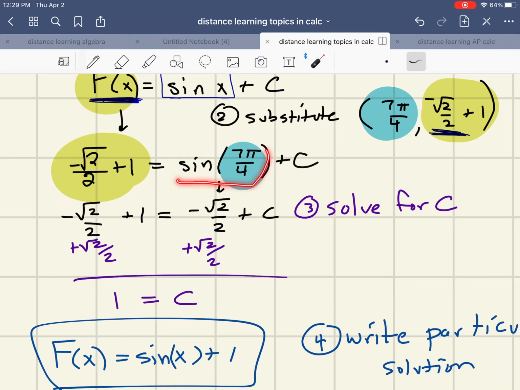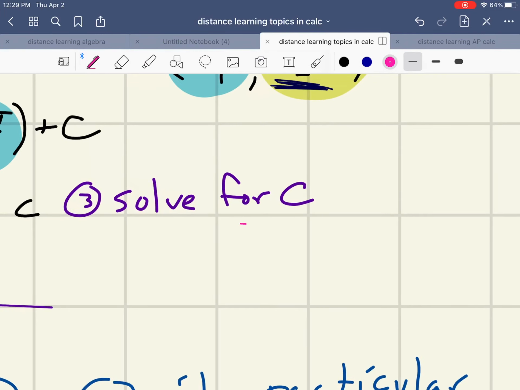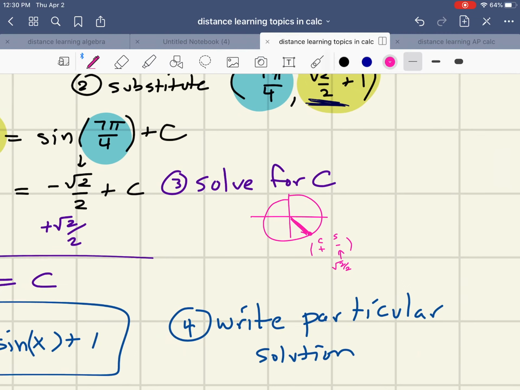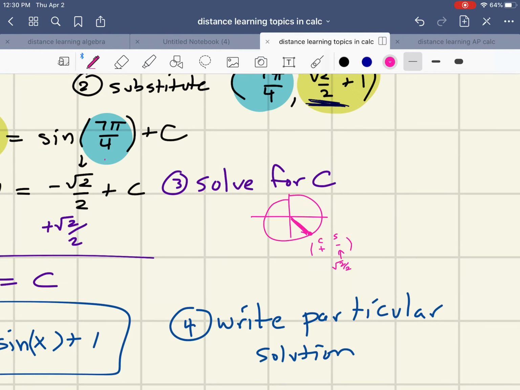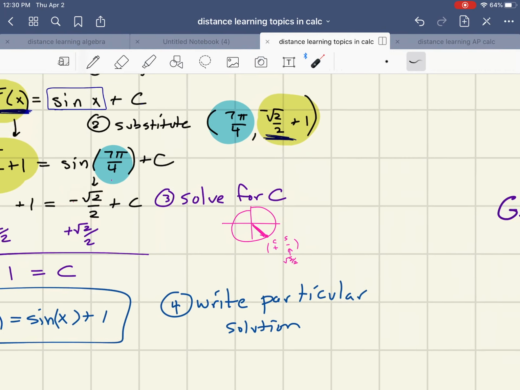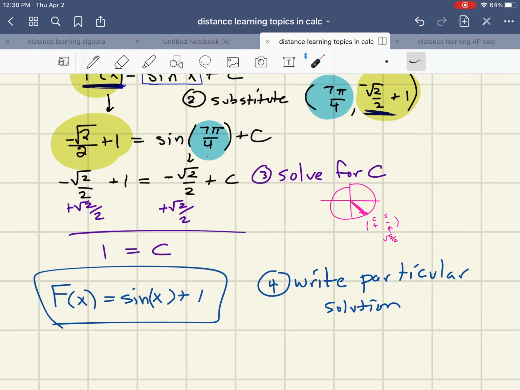So the sine of 7 pi over 4, a little refresher if you don't remember your unit circle, 7 pi over 4 is right around here. It is negative because it's the sine value, and it's root 2 over 2 because it's a multiple of 45. So that's where I'm getting the negative root 2 over 2. And you're going to see why I had such a weird number in here for the y value.